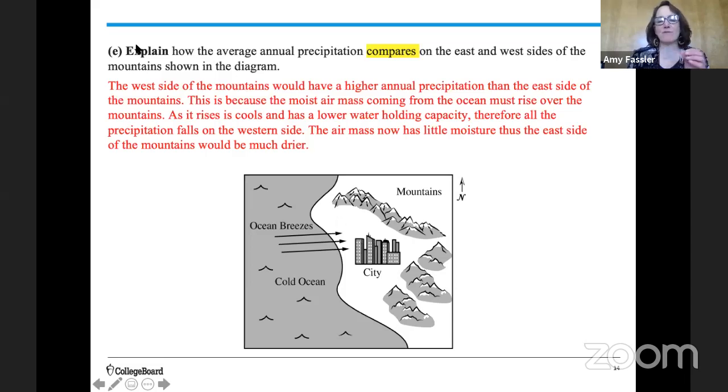And because I have to explain how, put because in. Always prompt yourself when you see explain how to give a relationship and then explain why that is. The reason for that is because the moist air mass coming in from the ocean has to rise over the mountains, and as it cools, it has a lower water holding capacity. Therefore, all the precipitation is going to fall on the west side of the mountain. The eastern side of the mountains is going to have less precipitation. I have to make sure I mention the other side of the mountain to get that comparison.